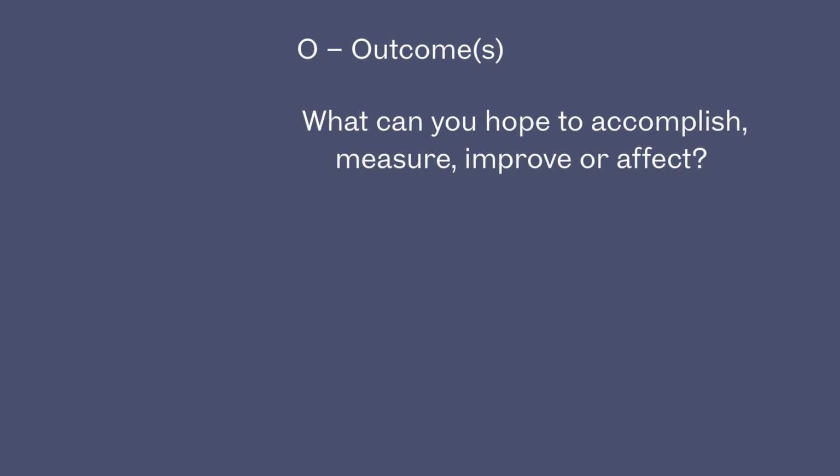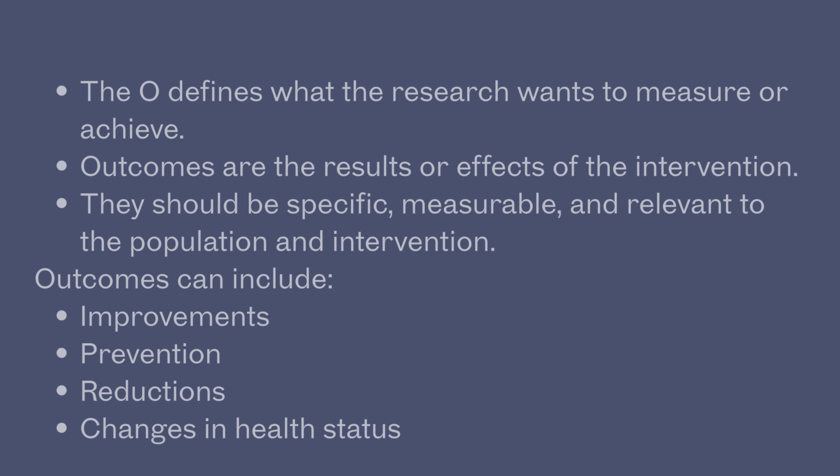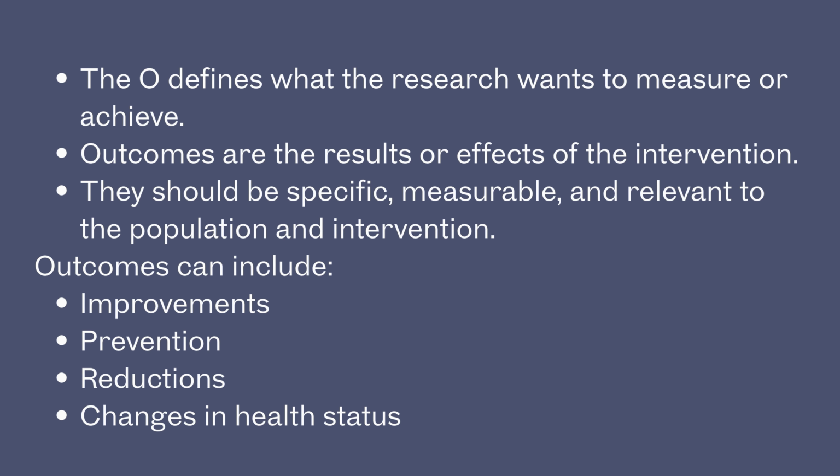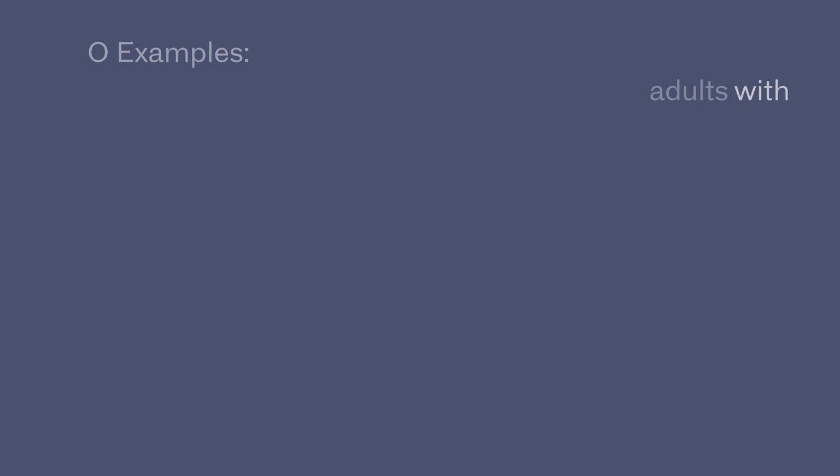O is outcomes. What can you hope to accomplish, measure, improve, or affect? The O defines what the research wants to measure or achieve. Outcomes are the results or effects of the intervention. They should be specific, measurable, and relevant to the population and intervention. Outcomes can include improvements, prevention, reductions, or changes in health status.